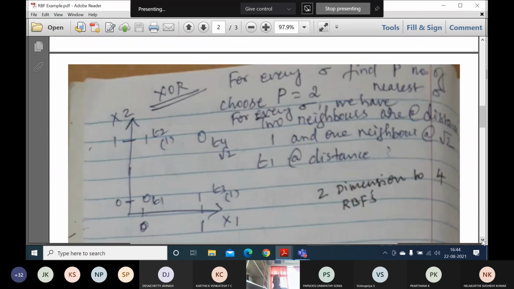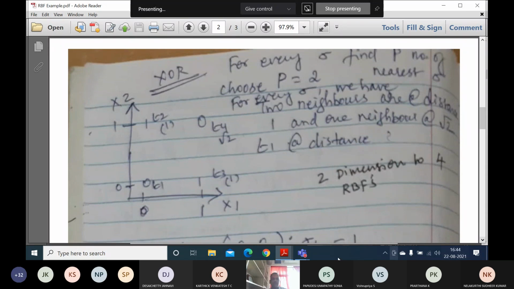So if you take the XOR problem, what is the outcome of an XOR? If both the inputs are high, the output will be low. If any one of the inputs is low, my output will be high. So in the case of the XOR problem, I am trying to plot it as a graph. I have x1 and x2, two inputs. So 0, 0 will be here, 0, 1 will be here, then again 0, 1 will be there and 1, 1 will be here.